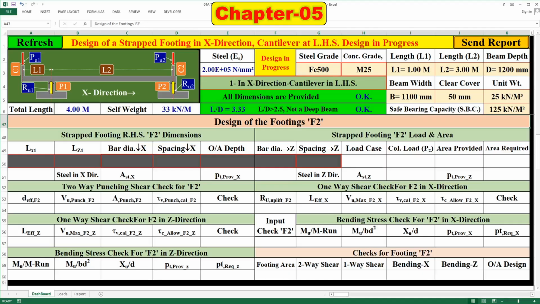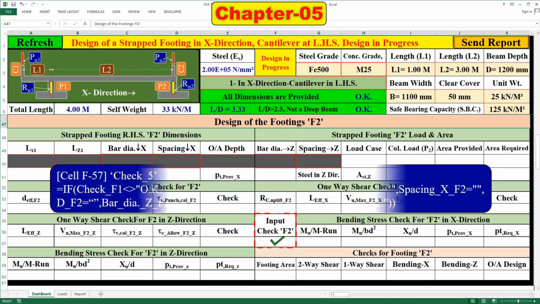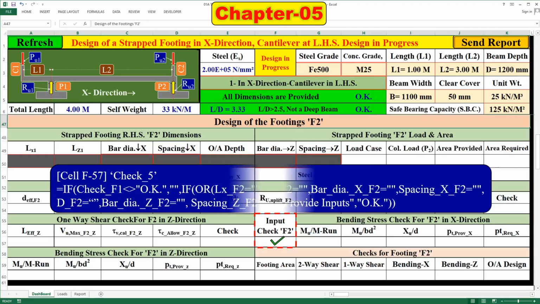Now, I am going to explain the input check for footing F2 in cell F57. The defined name of the cell is check_5. Excel will first check check_F1. If it does not find check_F1 equal to OK, this cell will remain blank. Check_F1 is the overall design check for footing F1.